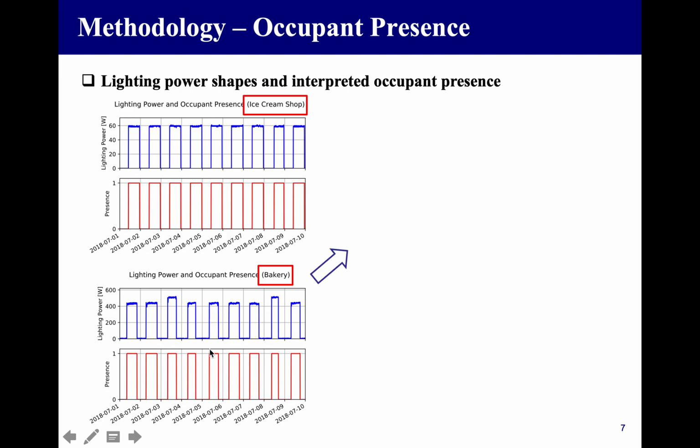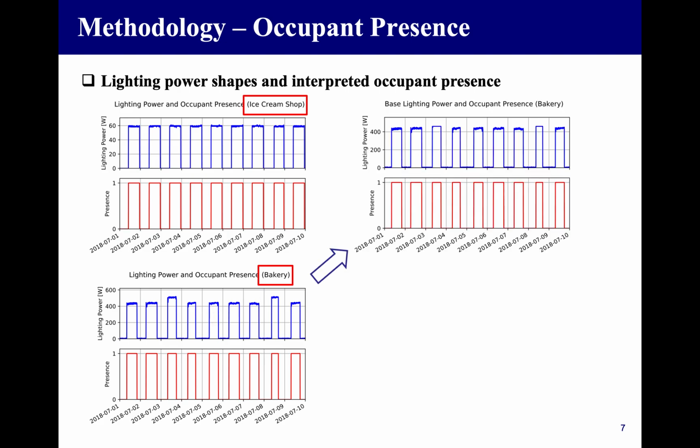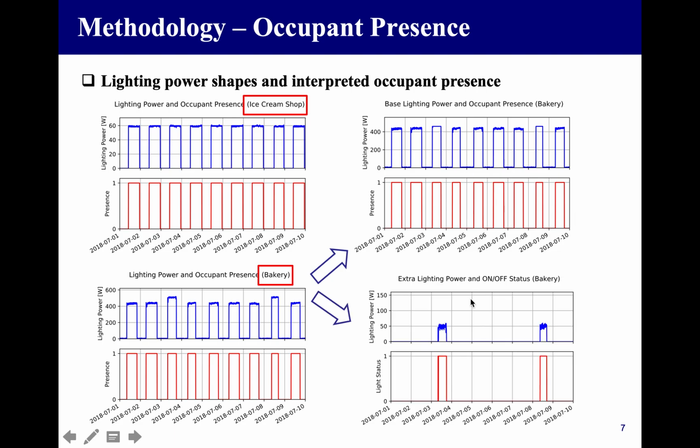So we further divided this lighting power into 2 parts. This part is the base lighting power, which has a similar shape as this one. And this one is the actual lighting power shape. It only happens for a few days of the week.